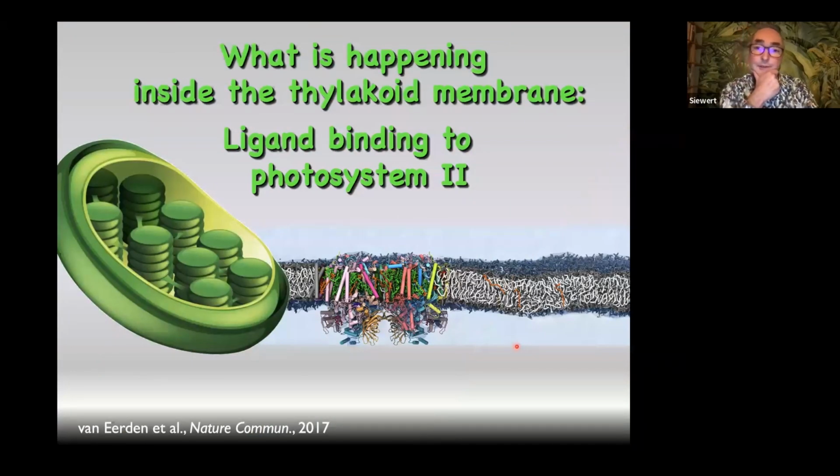Okay, the first application is already a bit older one, but I think it's still a very nice example of what can be done with brute force MD simulations using this kind of coarse-grained models. So here we're looking at the thylakoid membrane, and particularly what happens to the Photosystem II complex, one of the key protein complexes that are found in this thylakoid membrane. And yeah, we are going to follow the dynamics of, in particular, a small ligand, which I will introduce in a minute.